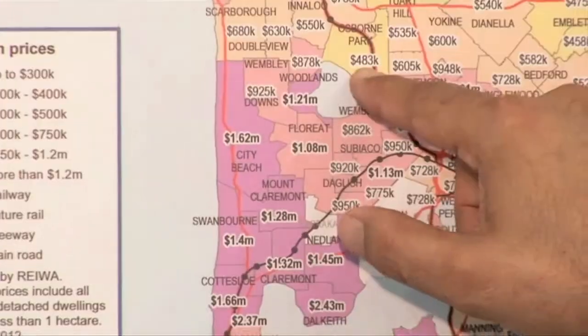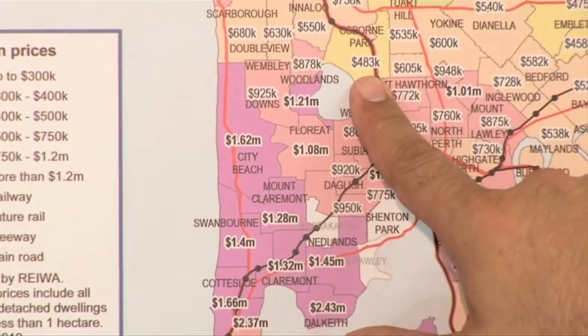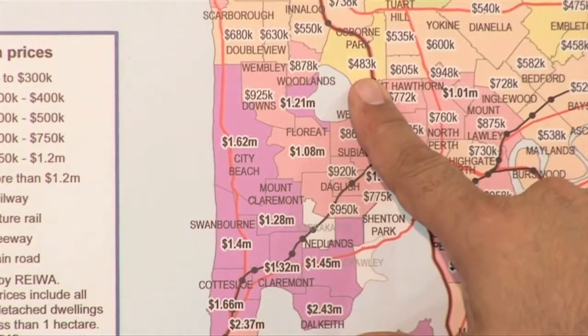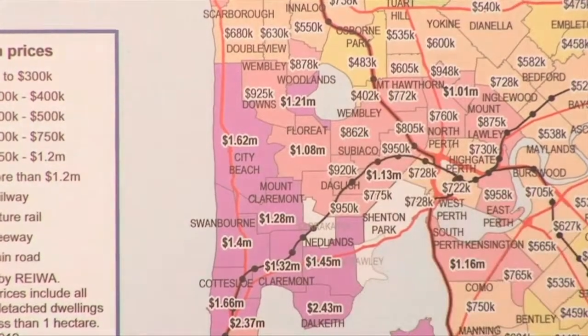That same investment in Osborne Park in 2012, if I can find Osborne Park on our map, is $483,000. That's $48,000 in 1985, $483,000 in 2012. Yes, that's 27 years, but 27 years of growth from $48,000 to $483,000. That's a tenfold increase.